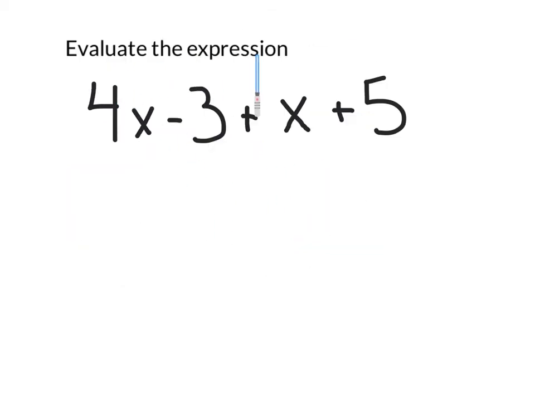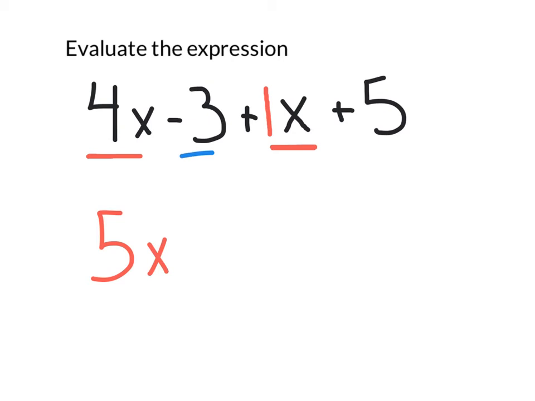Evaluate the expression 4x minus 3 plus x plus 5. First, we need to find our like terms. Of the type with a variable x, we have 4x and x. Keep in mind that this x has a 1 in front as a coefficient. So now we can take our coefficients of 4 and 1 to do 4x plus 1x, giving us a total of 5x.